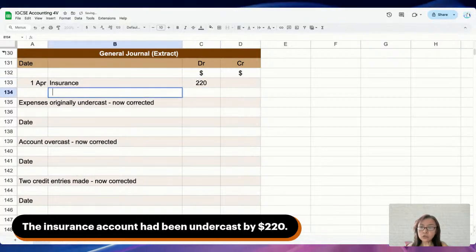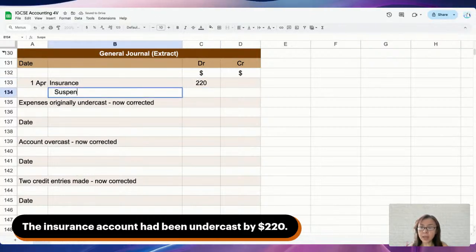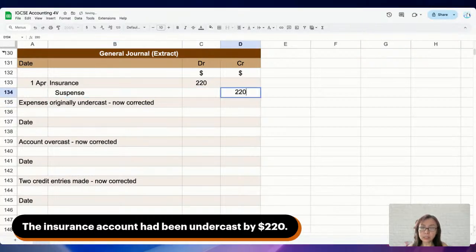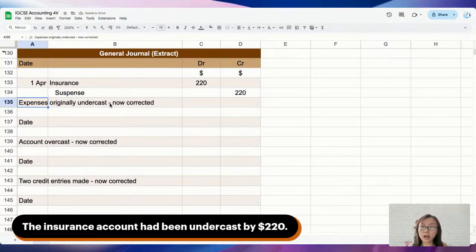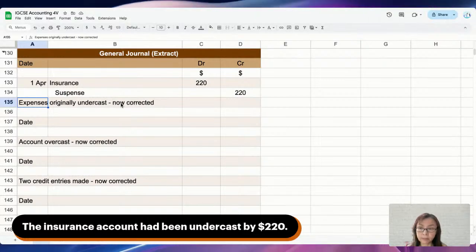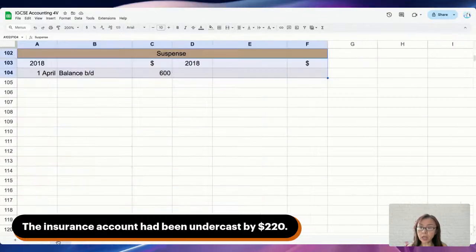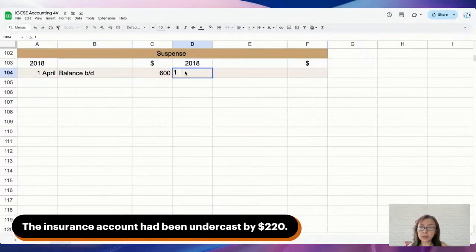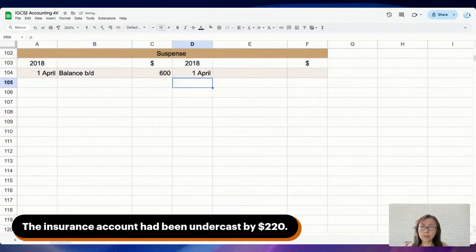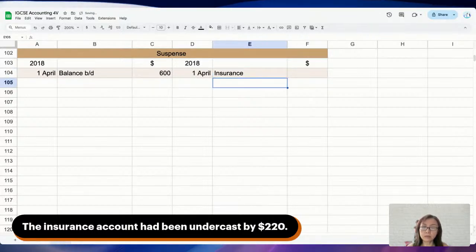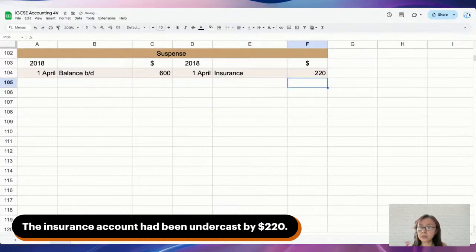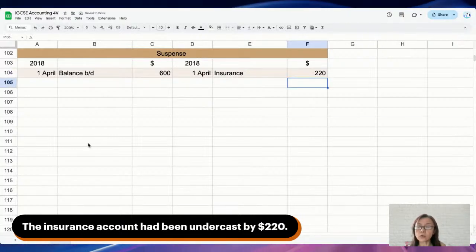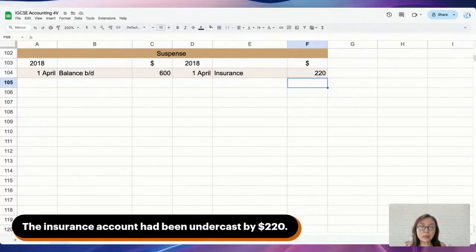And then we need to credit the suspense account. All right, and then 220. The narration is expenses originally undercast and now corrected. All right, so we go back to the suspense account. We know that on 1st of April, let's say, there is insurance 220. So this is how we do the T account. So for this example, done.